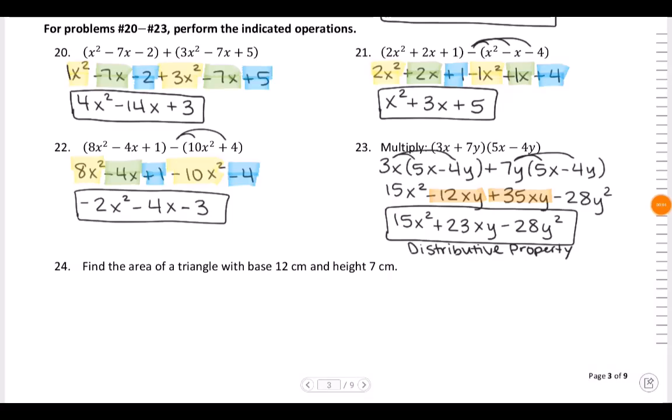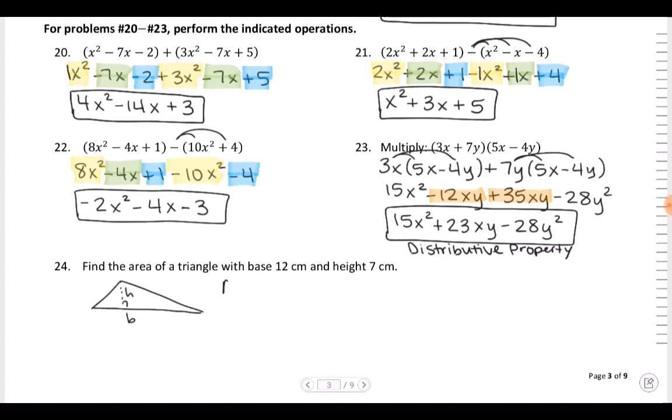Okay, so question 24 says find the area of a triangle with base 12 centimeters and height 7 centimeters. I don't know if we really necessarily need the picture here, but I'm really not great at drawing triangles that aren't like equilateral triangles. I really struggle with this. So let me see if I can try and draw one. There we go. Okay, so the height, that's your height, and then this is your base down here.